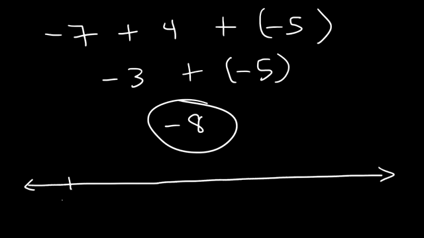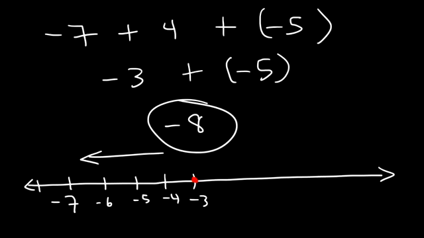So we're going to start with negative 7, and we're going to add 4 to it. 1, 2, 3, 4. So this is negative 6, negative 5, negative 4, negative 3. So we're currently at negative 3 at this point. And then we're going to add negative 5 to it. So we got to go back 5 units that way. So 1, 2, 3, 4, 5. So the final answer is negative 8.